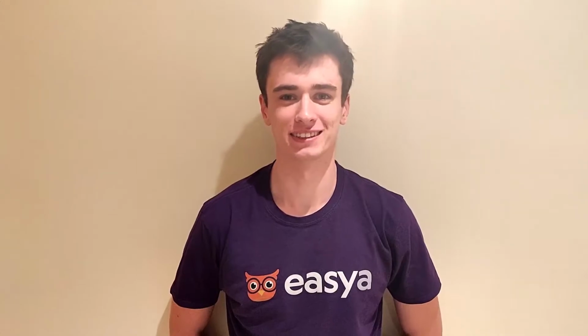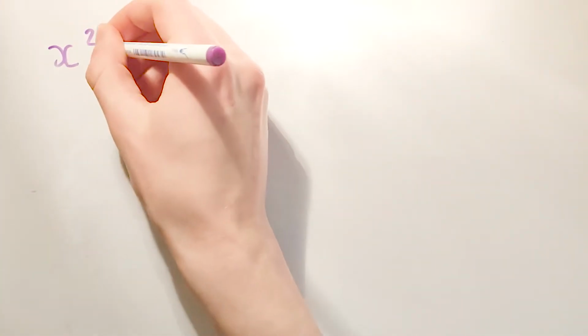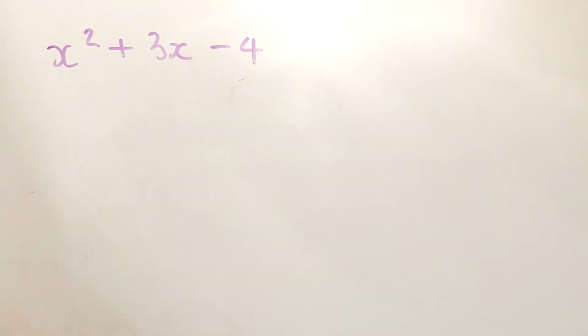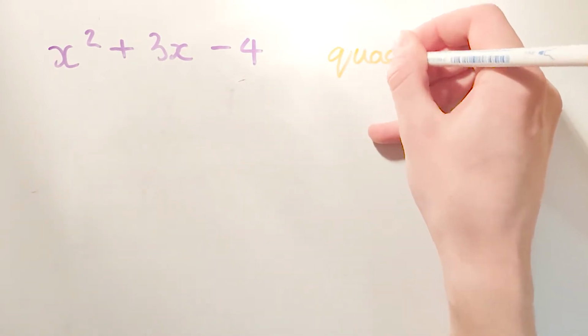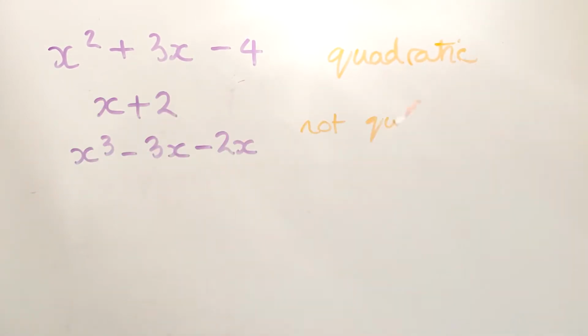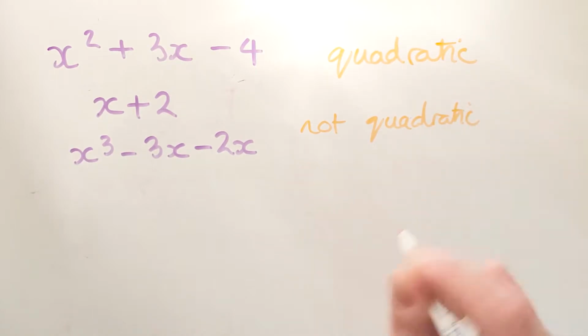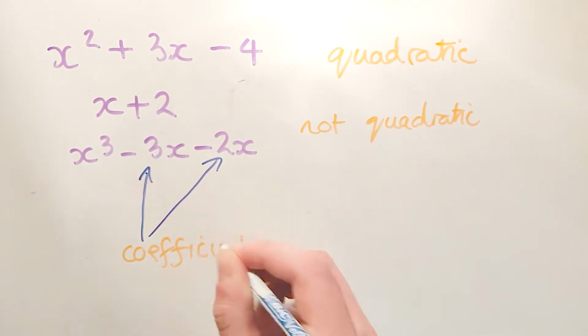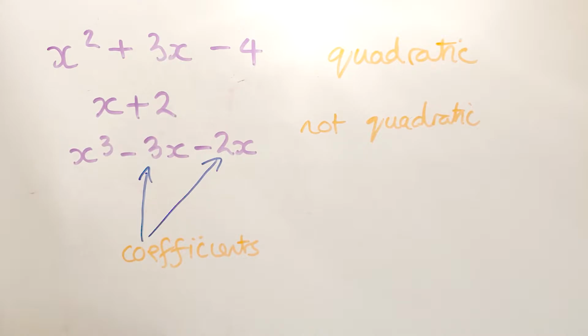So let's get started. To start off, a quadratic expression is an expression where the highest power of x is x squared. These are extremely useful. For example, the path of a ball flying through the air can be predicted by a quadratic. In an expression, the numbers before the variables are known as coefficients.